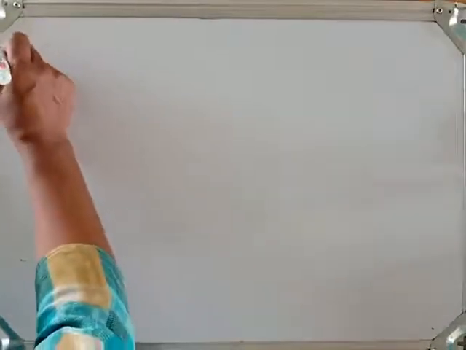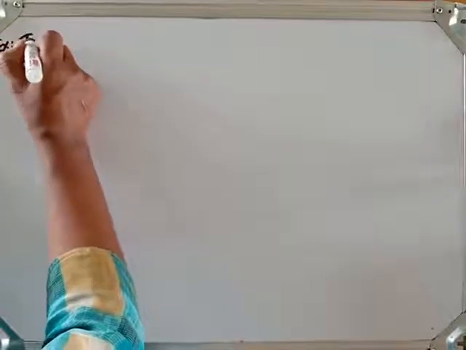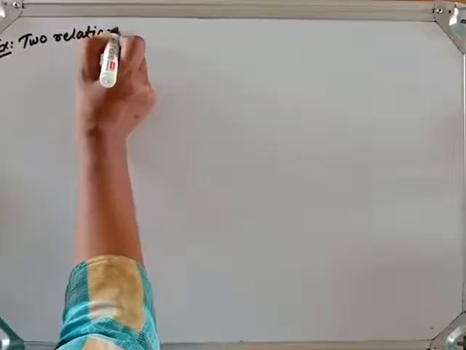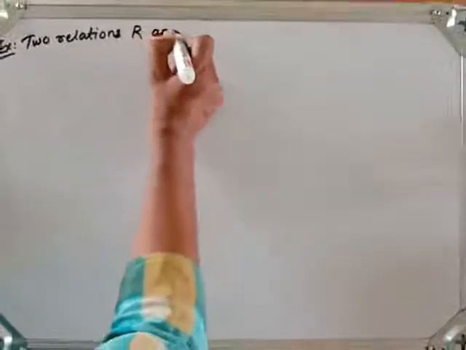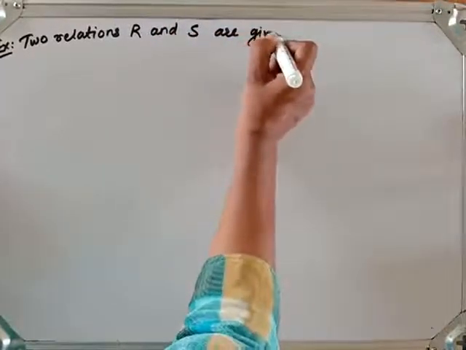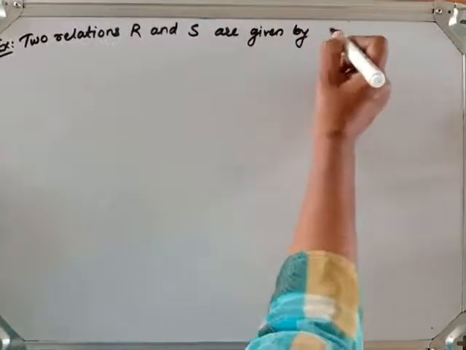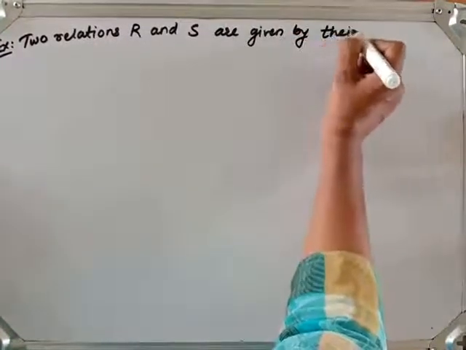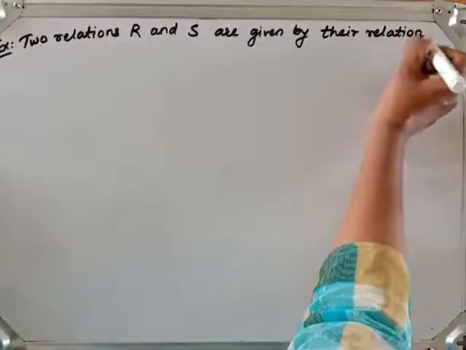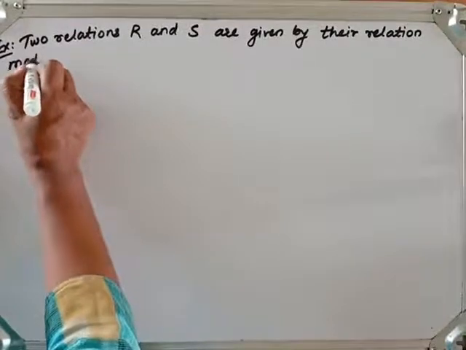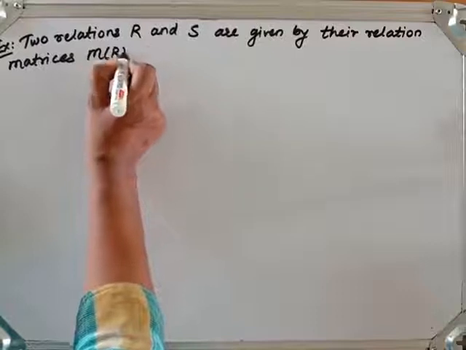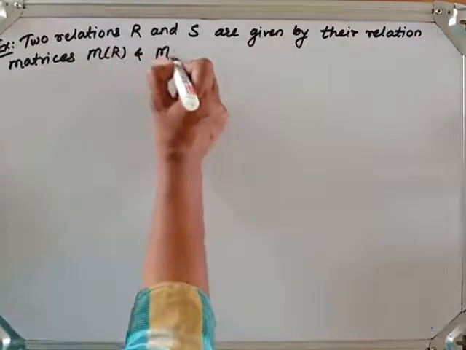Suppose, for example, two relations R and S are given by their matrix representation. Suppose we have the matrix for R and the matrix for S.